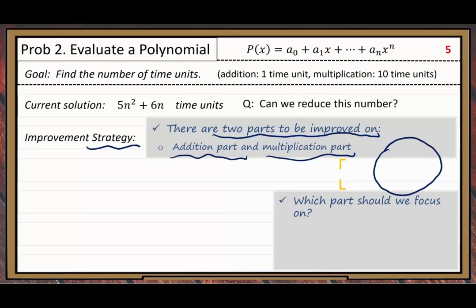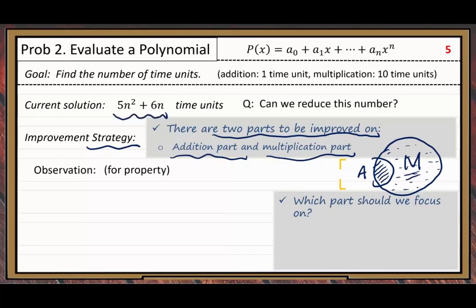And it contains two parts. One part, this part, is the addition part. Then, because we know we need a large number of time units for the multiplication part, let's compare these two parts, the addition part and the multiplication part. How big is the difference? So this is the total number of time units.